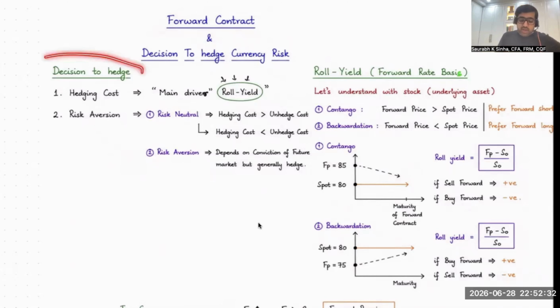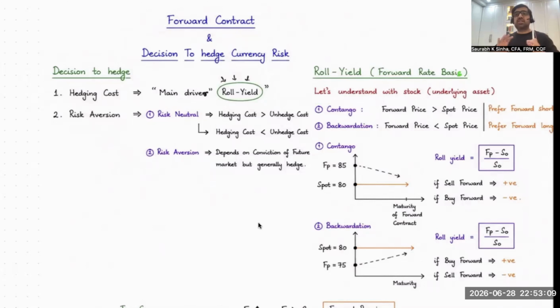So the decision to hedge through the forward contract depends upon two important pieces of information. The first, what is the hedging cost? Do we have a hedging cost or not? And the main driver of the hedging cost is roll yield. We'll discuss the roll yield, but the first input, whether I need to hedge or not, is dependent upon the hedging cost. The second is the risk aversion of the investor or the risk aversion of the portfolio manager.